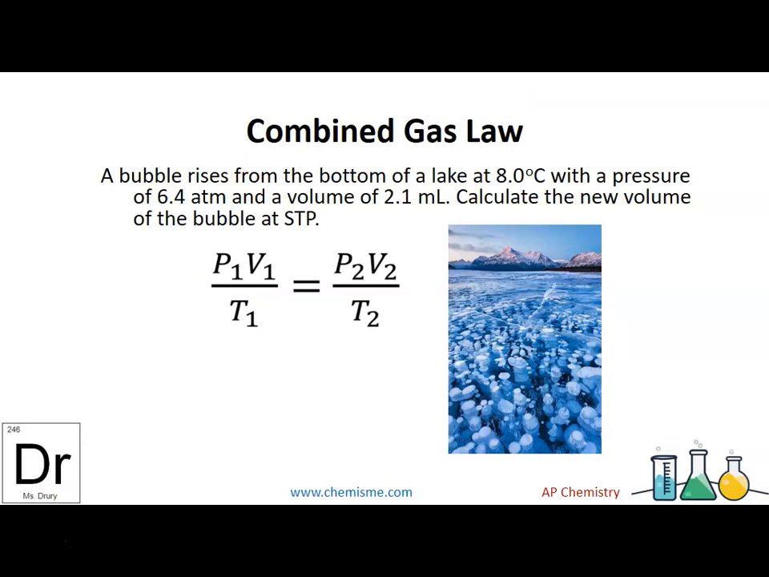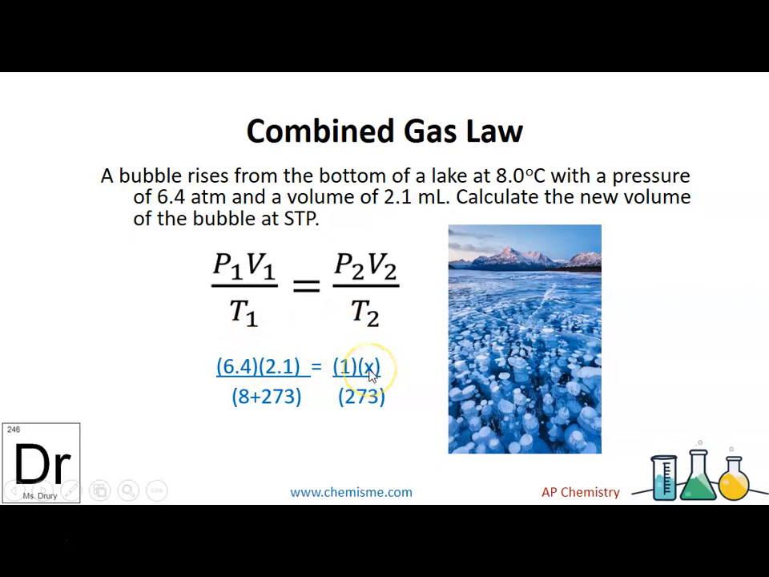Here's an example of the combined gas law. A bubble rises from the bottom of a lake at 8 degrees with a pressure of 6.4 atmospheres of water above it, and a volume of 2.1 milliliters, so maybe it's just a little tiny bubble. We want to calculate the new volume of the bubble at STP. So we're going to plug all the first numbers in the first part of the equation. 6.4 was the first pressure, 2.1 was the first volume, and not 8 degrees, but 8 plus 273 for the Kelvin temperature on the bottom. We want to know what it would be at STP. Standard temperature is 273, and standard pressure in atmospheres was one of the numbers you memorized.